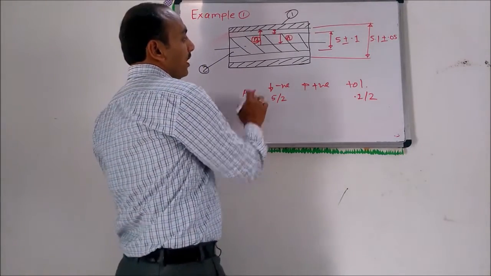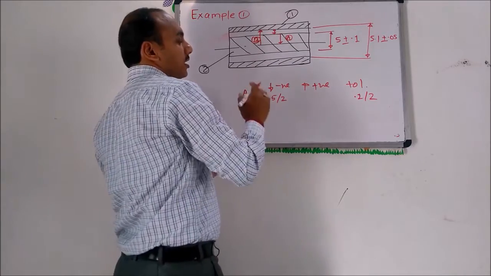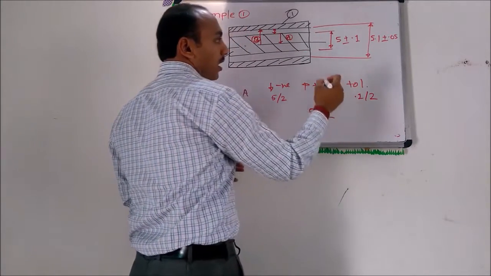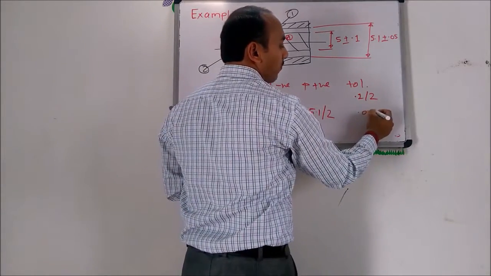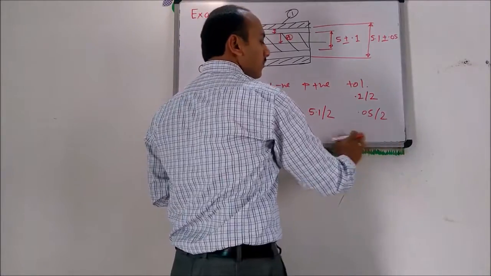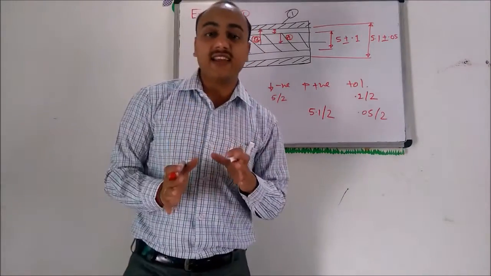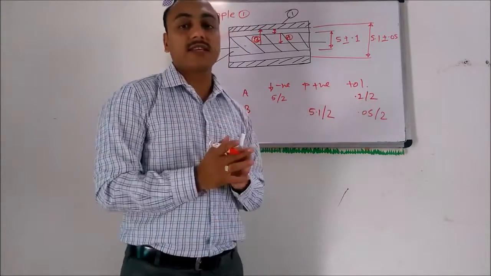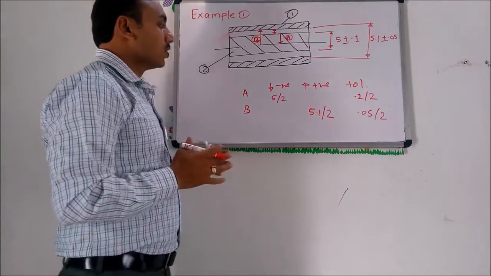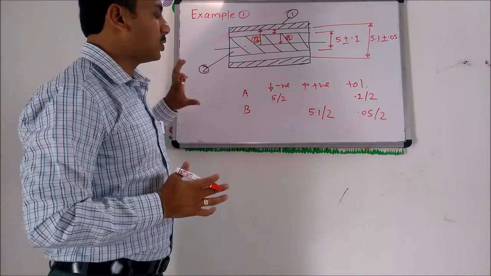Now what is B? B is in the upward direction and it is a positive dimension. So I will take it as 5.1 divided by 2 and its tolerance 0.05 divided by 2 over here. Because I am doing it radially, I need to divide the tolerances also. That's why I took this example. So our table is prepared.